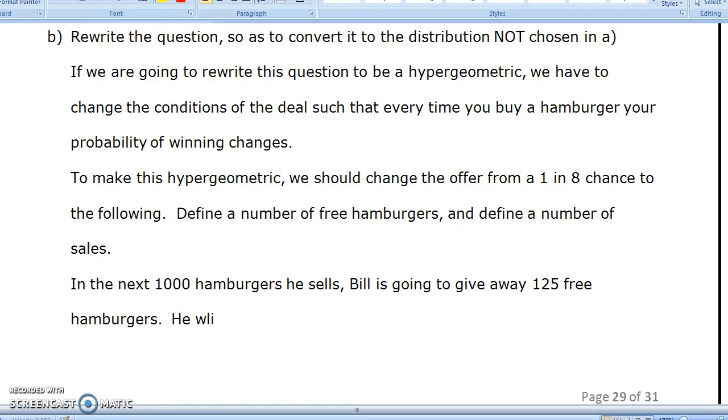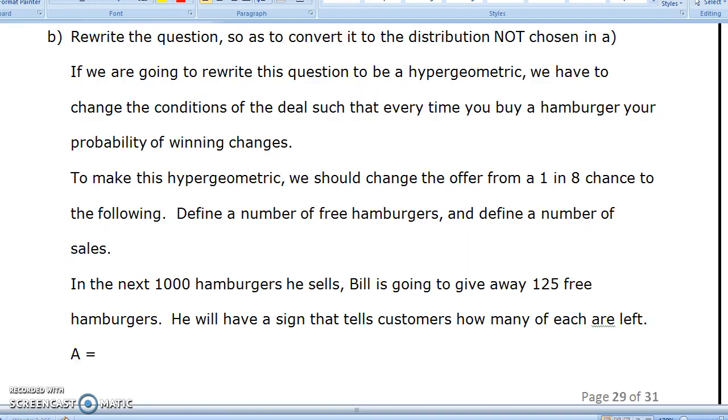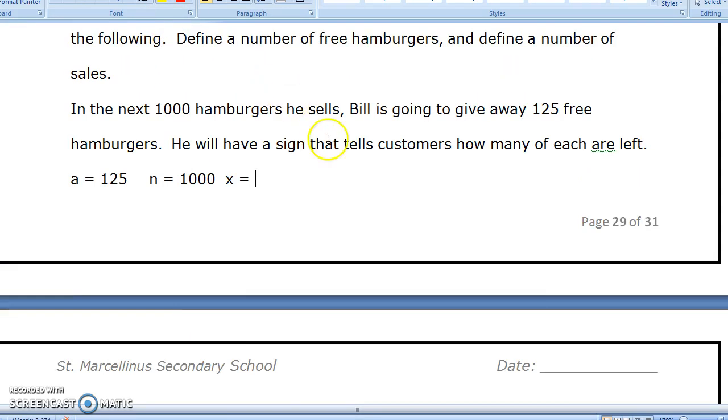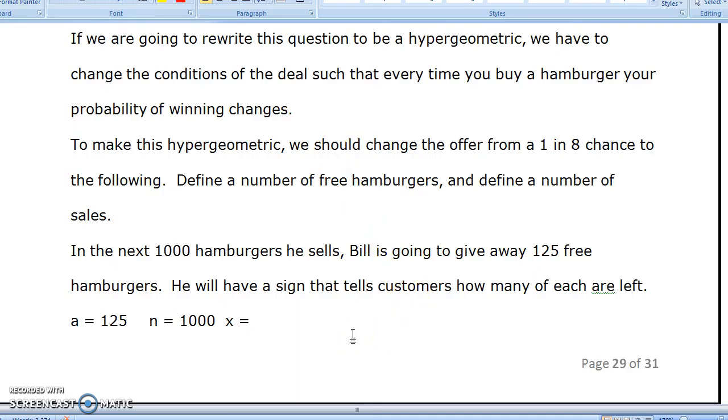And he'll have a sign or something that tells customers how many of each are left. So let's say I walk in on the first day and I'm the first customer. A would be 125, the 125 free hamburgers. N would be 1,000. X would be for me, depending on how many I'm willing to buy. Let's set R first as how many I'm willing to buy.